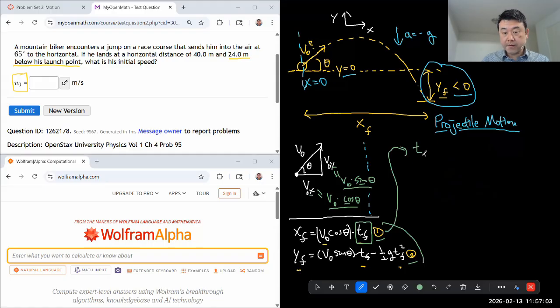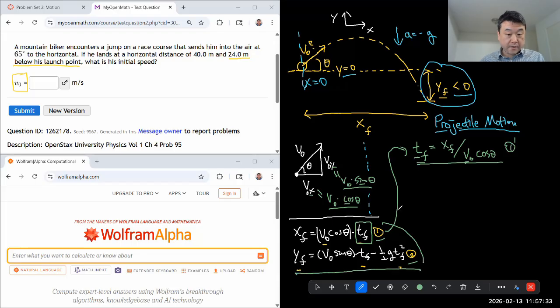Then the t final is my x final, which I have a numerical value of, divided by v naught cosine theta. And this is where I can't say I'm going to plug in the numbers to get t final, because one of these is an unknown. So I have to keep it algebraic. But this now becomes a tool, let me call it 1 prime, for me to eliminate this one unknown, t final, from my other equation.